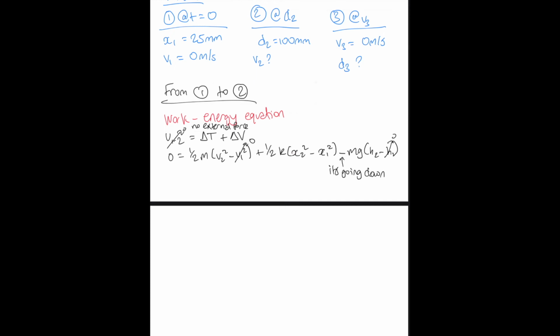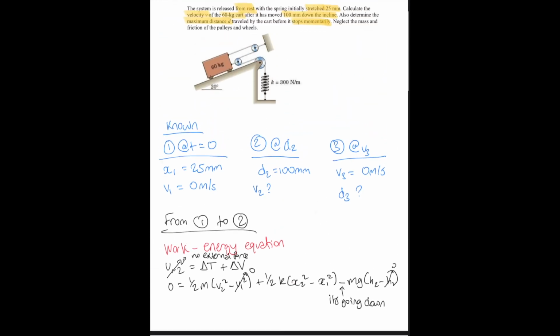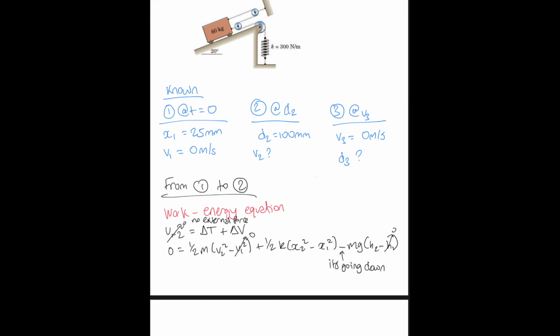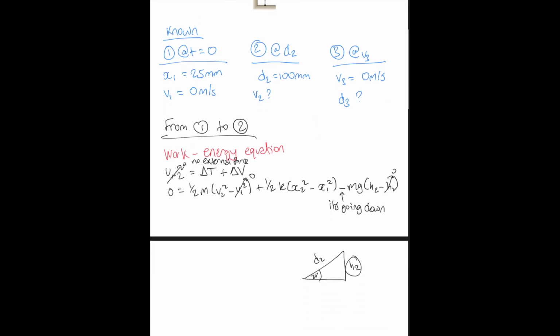Now if we want to calculate what h2 is equal to, we're going to need to calculate the incline. So we've got an angle of 20 degrees here, and we want to find how far it went down after it traveled the distance of d2, which is 100 millimeters. We want to know what that translates to into height. So that's going to be equal to d2 sine 20, which gives us 0.0342 meters.